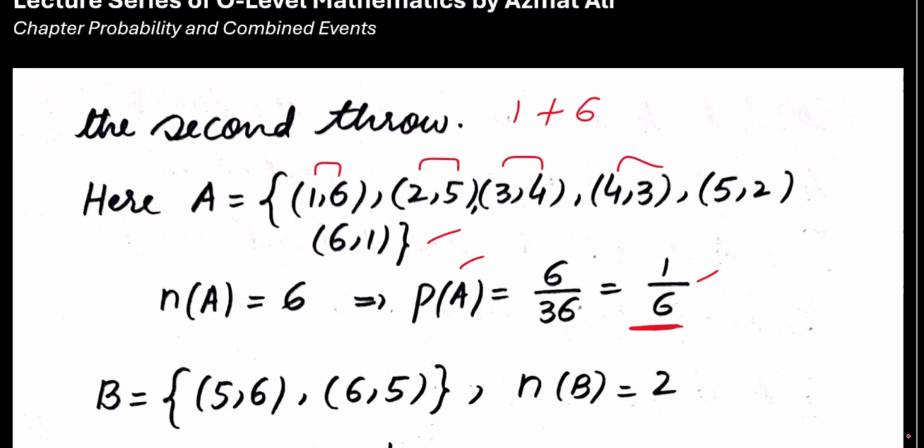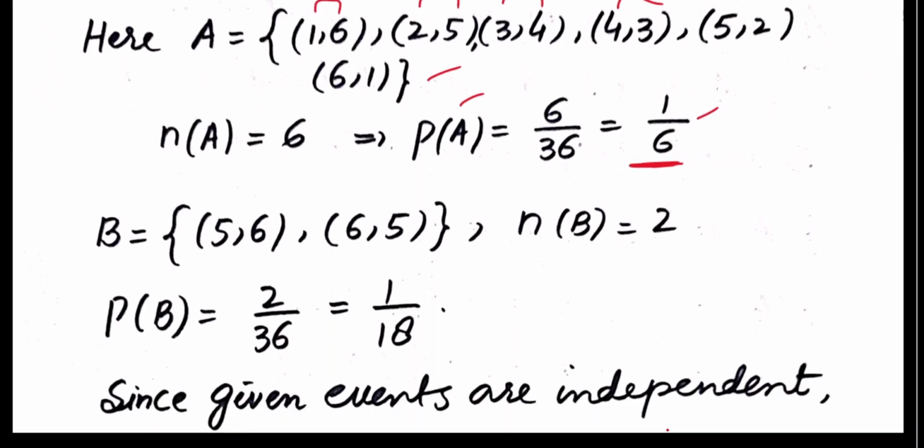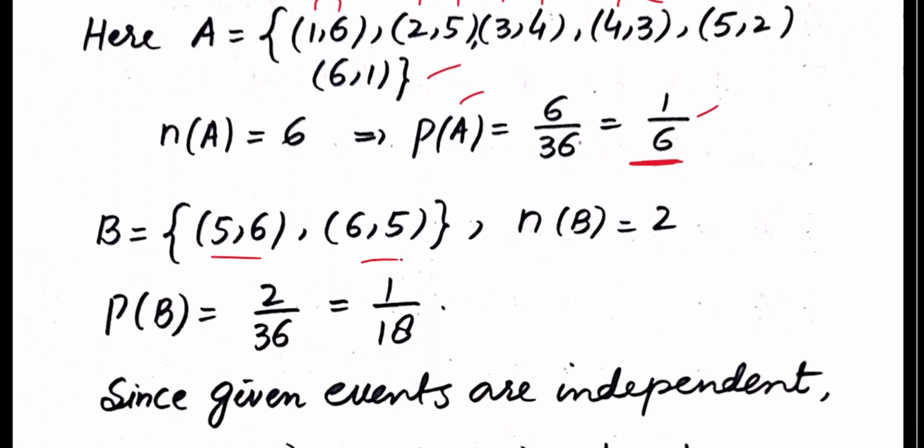To get 11, there are only 2 possible outcomes, 5, 6 and 6, 5. This is 2 outcomes out of 36, which is 1 by 18. The given events are independent, because there is no relation: when you get 7 on 2 dice, it will not affect that your sum is 11 on the same 2 dice.